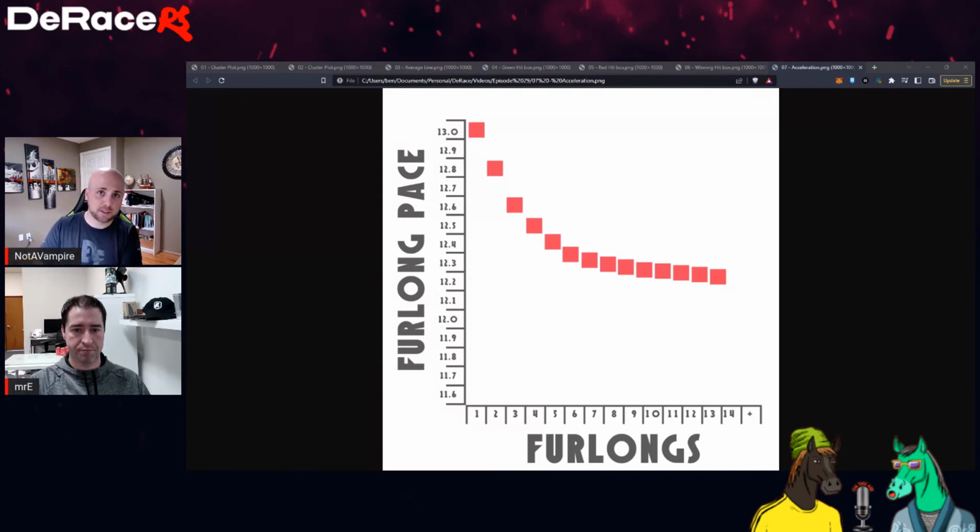Dirt's the slowest, synth's the middle, and turf is the fastest. But then the other thing that is critically important is when you start a race. In this example, we're showing a 14 furlong race. The very, very first furlong, you're starting at a stopped position.